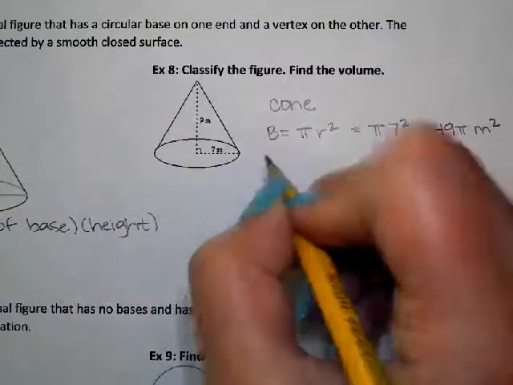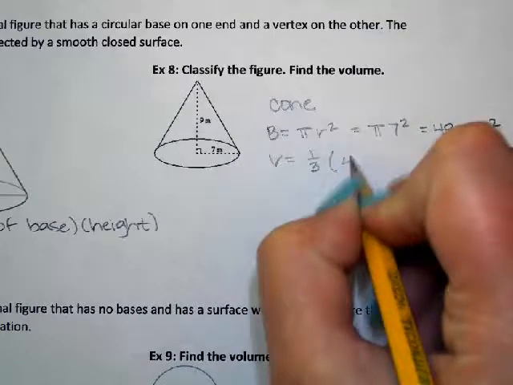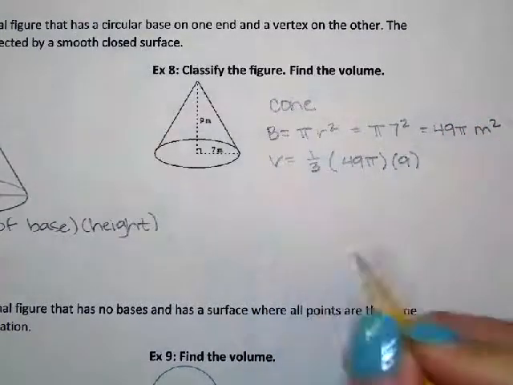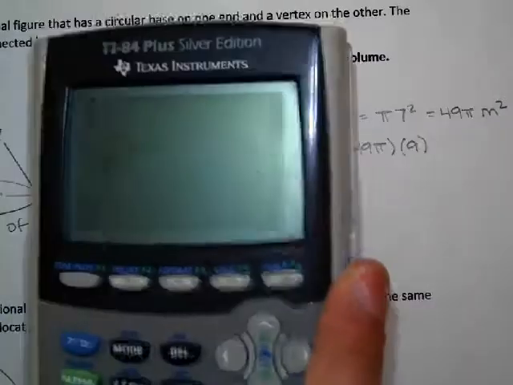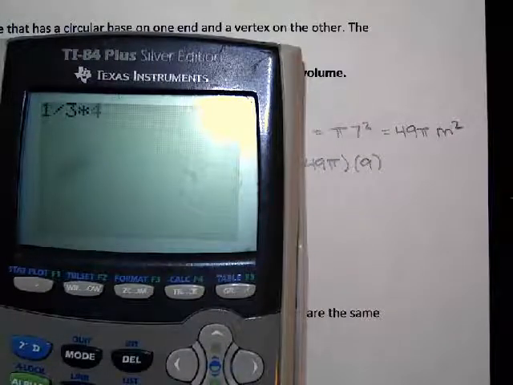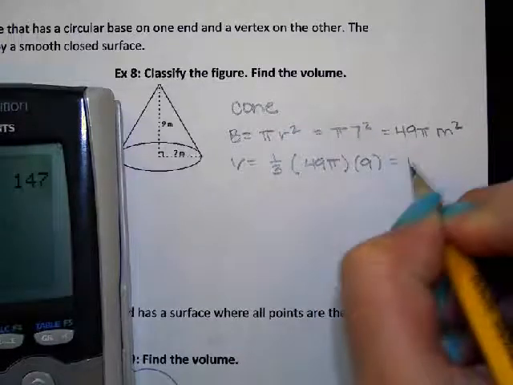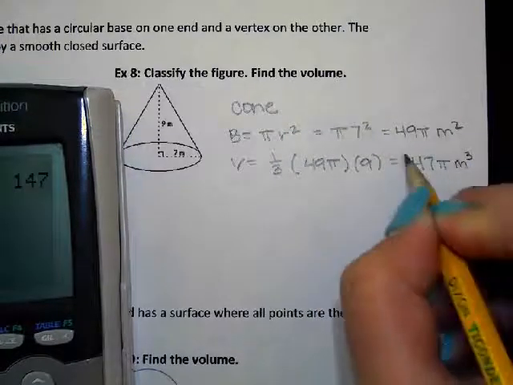And then for our volume, we're going to say 1/3 times the area of the base times the height. So if I was to multiply all of those things together, then I would do 1/3 times 49 times 9, just leaving the pi out so I can write the answer in terms of pi. 147 pi meters cubed.